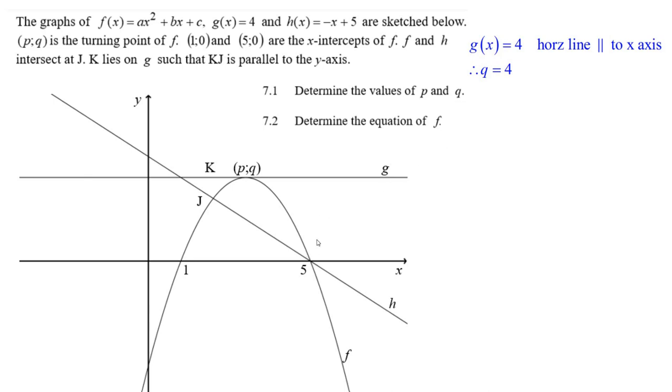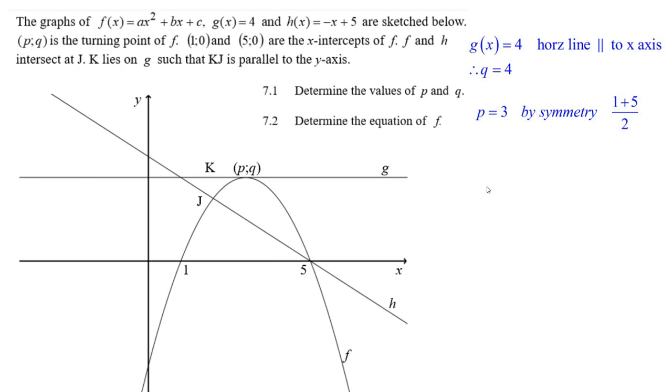Now the next one, I was trying to think of all other clever things to do when I looked at it, and then I look at it and I go, 1 and 5. Oh, by symmetry, the axis of symmetry, which goes through p, the turning point, must be right in the middle of 1 and 5. By symmetry, we know that (1 + 5)/2, p must be 3. So there we go. We've got p is 3 and q is 4.